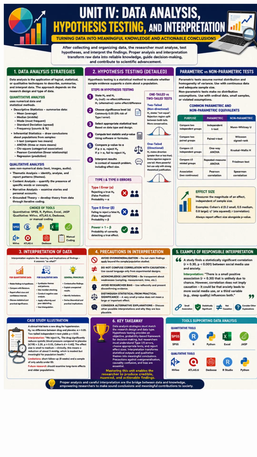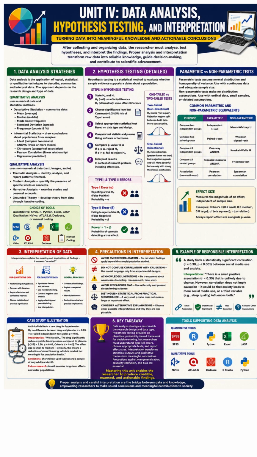Modern researchers use various software tools to assist with data analysis. Quantitative researchers often rely on SPSS, R, Python, Excel, and JASP, whereas qualitative researchers frequently use NVivo, Atlas.ti, Dedoose, or manual coding techniques. These tools help researchers manage large datasets, perform analyses efficiently, and improve accuracy.